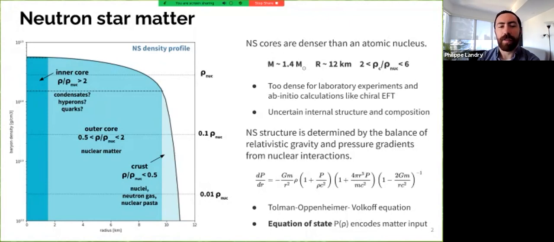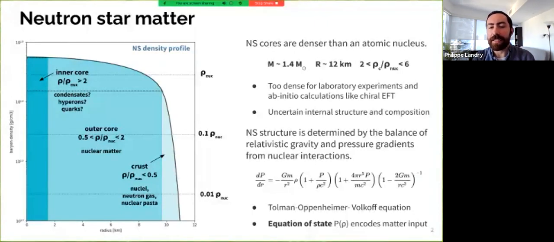The way that we can try and probe the properties of this matter is by looking at neutron star observables like masses and radii, because the structure of the neutron star is a function of the microphysical properties of the matter that makes it up. In particular, neutron star structure is determined by the balance of gravity that wants to collapse the star and the pressure gradients that arise from the nuclear interactions, from microphysics inside the star.